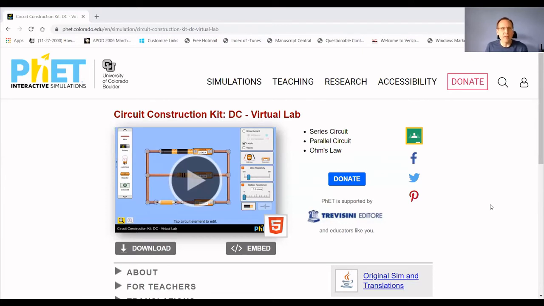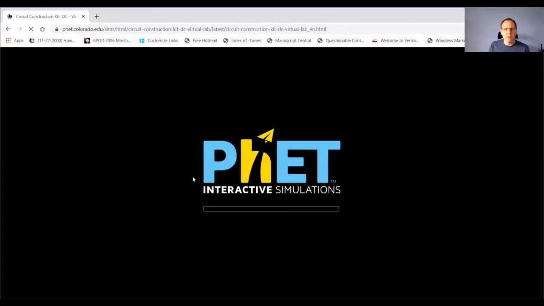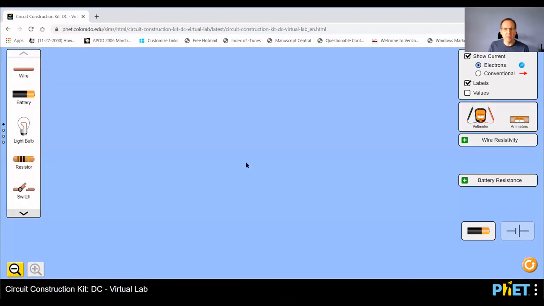Okay, so here's the simulation website. Again, you can either download the simulation if you want to put it on your personal computer, or you can just use it through the web. So if I click on this, it'll load it. All right, so let me move this out of the way a little bit.